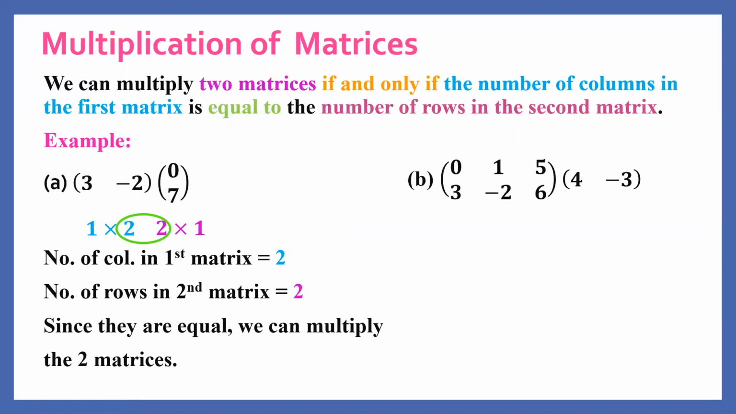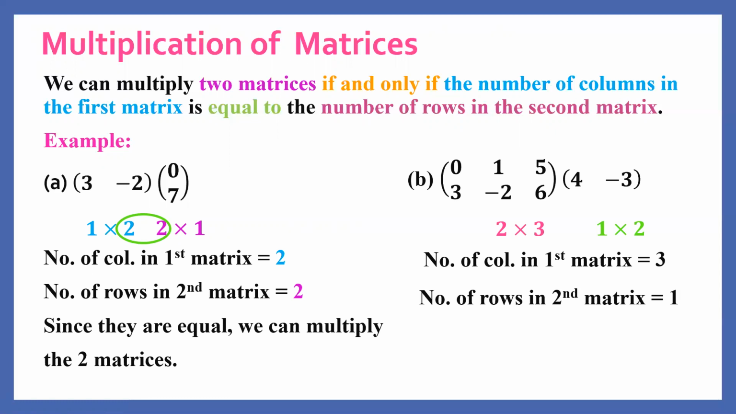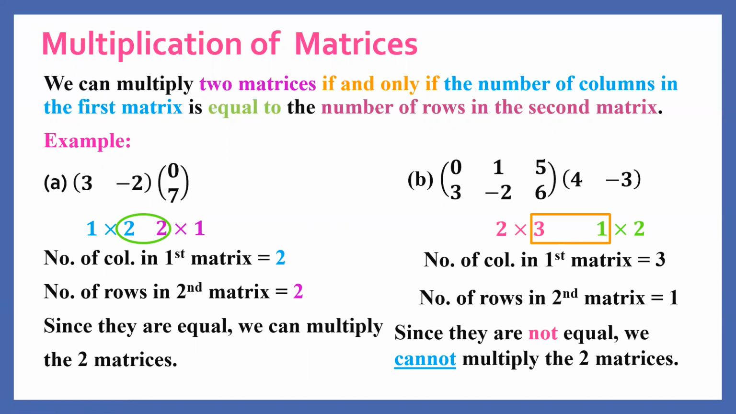Now look at example B. The order of the first matrix is 2 by 3. The order of the second matrix is 1 by 2. Number of columns in first matrix is 3. Number of rows in second matrix is 1. So you can see here these two are not equal. If they are not equal, this means that we cannot multiply the two matrices.